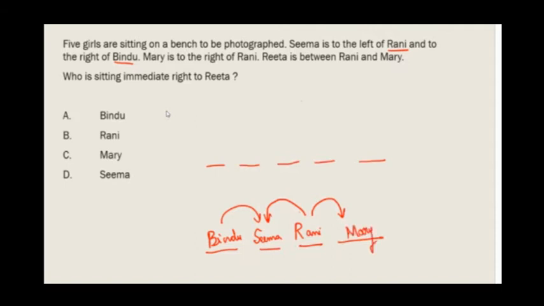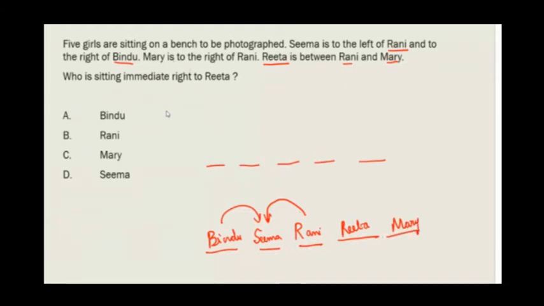Right? Now we have last person. Rita is between Rani and Mary. Okay, you can take it as Rita is between Rani and Mary.